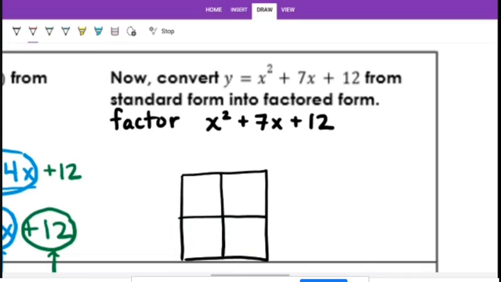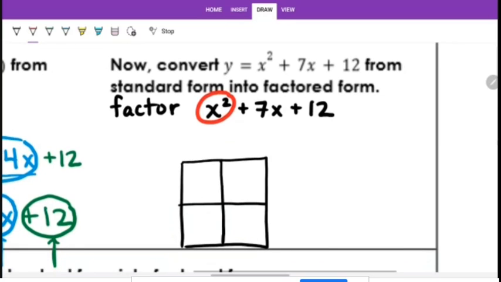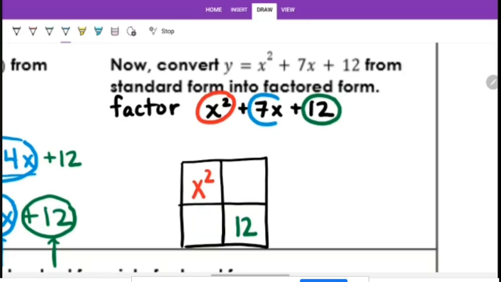So we know that our first term is x squared. And we know that the first term comes from the top left box. We also know our last term is positive 12, and that comes from the bottom right box. So those two pieces of information we can fill in. Now, this middle term, this positive 7x, is going to come from both of these. So we're not quite sure how yet. So we're going to leave those blank for now.